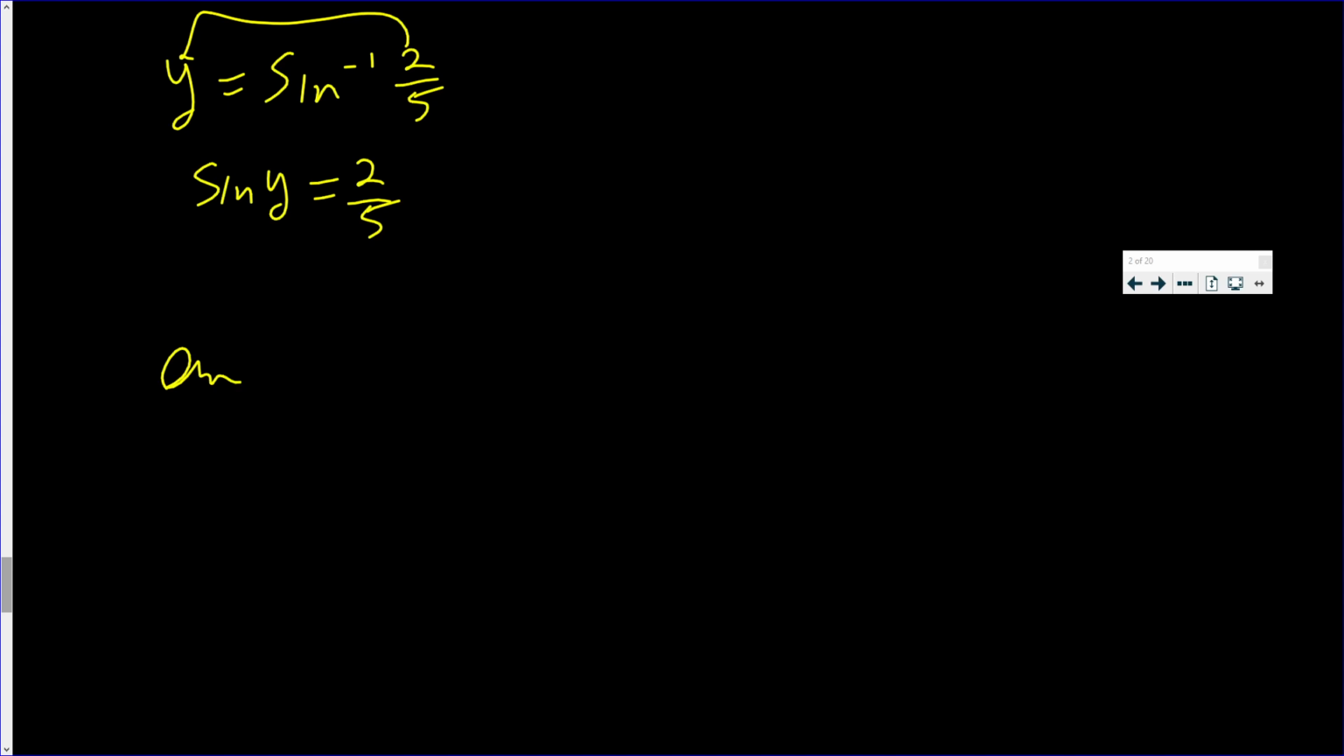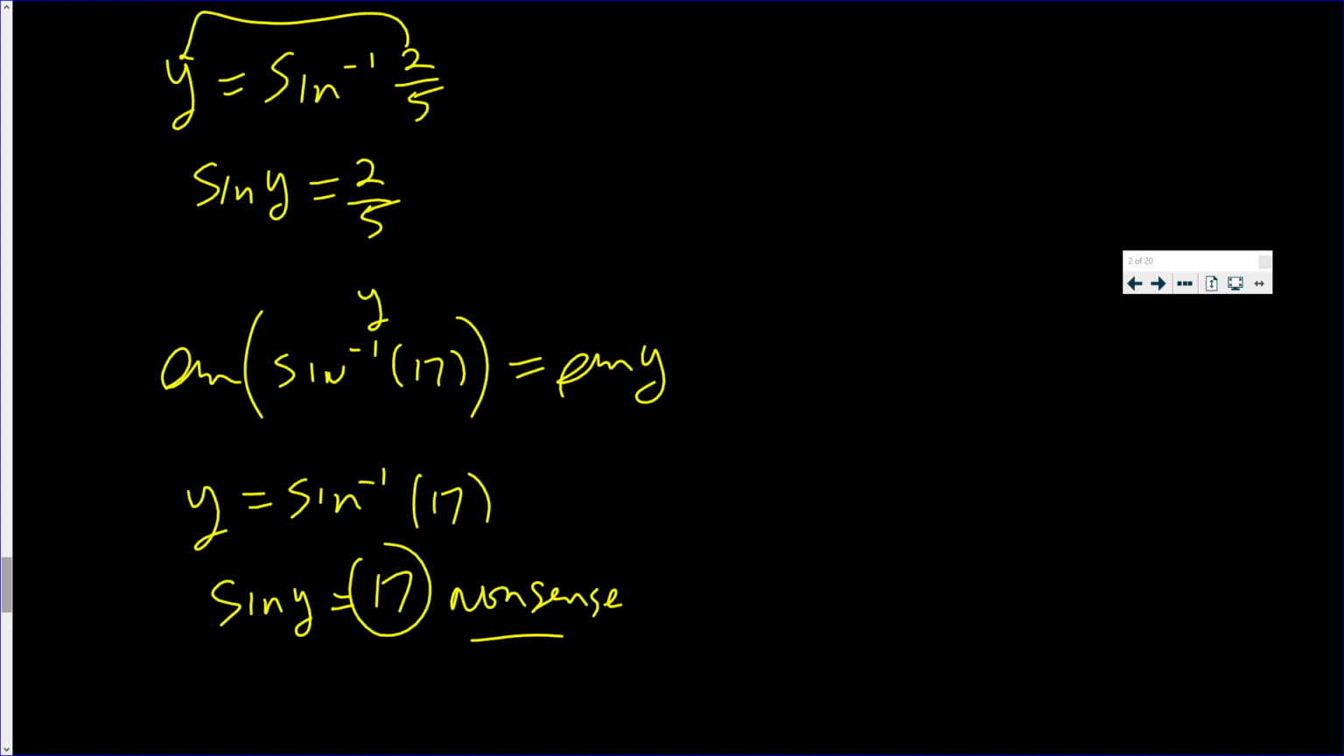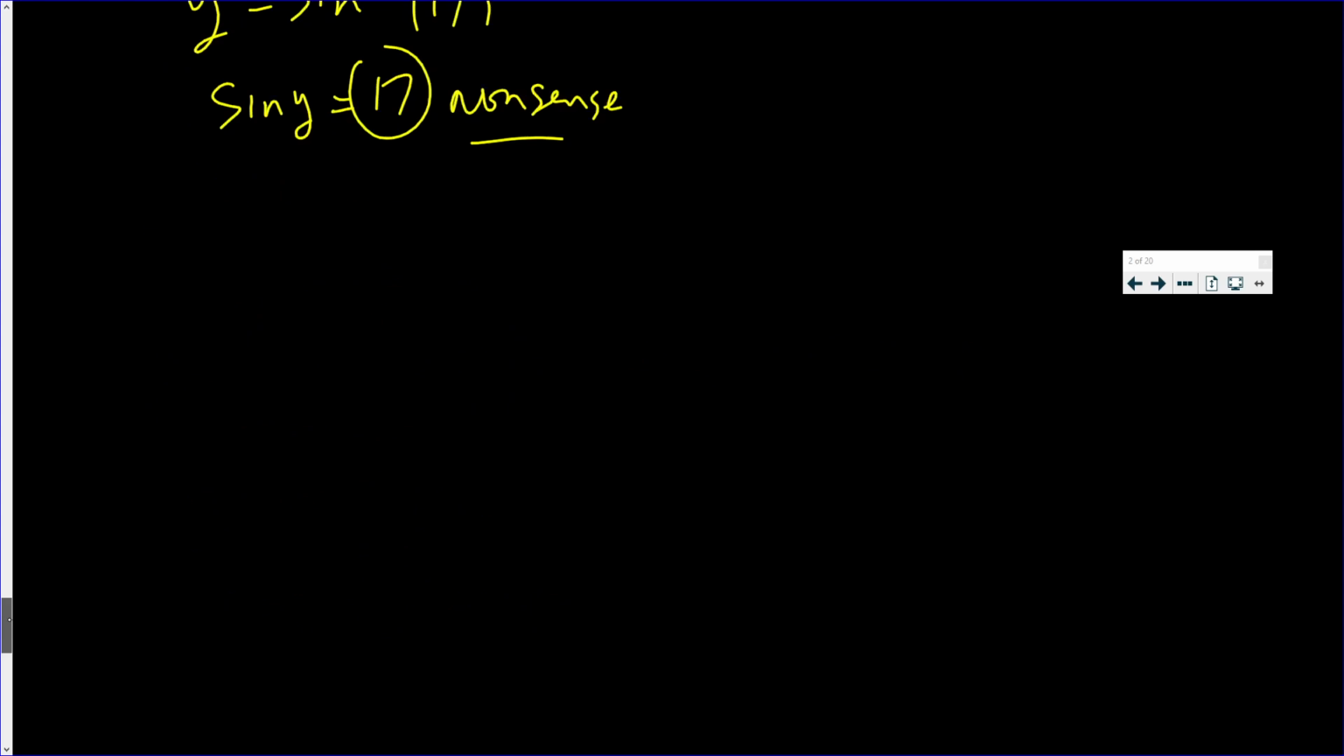What if you want to know the sine of the sine inverse of 17? Well, if I call that y, then I want the sine of y. So y is equal to the sine inverse of 17. That means that the sine of y equals 17. But this is nonsense. The sine of y can only be between plus or minus 1. So this has no answer.